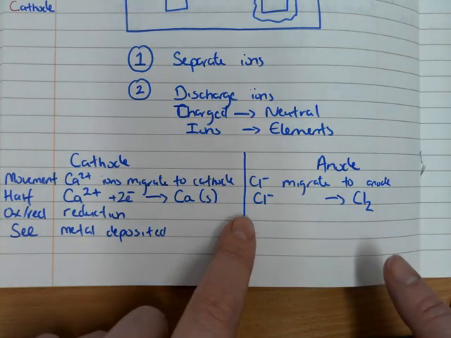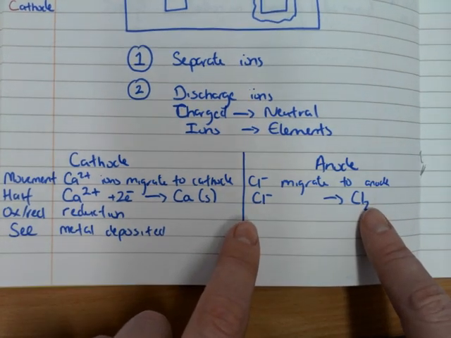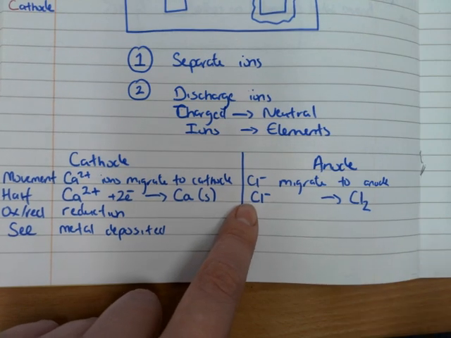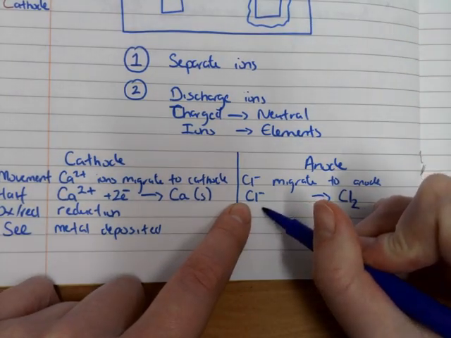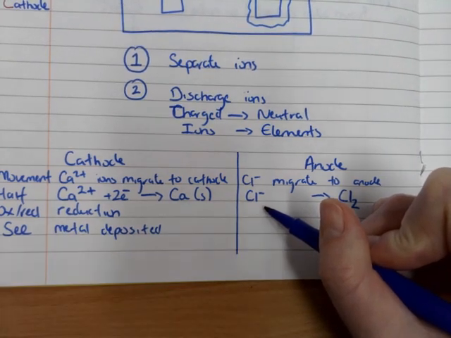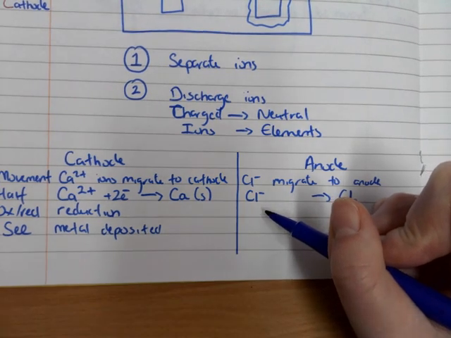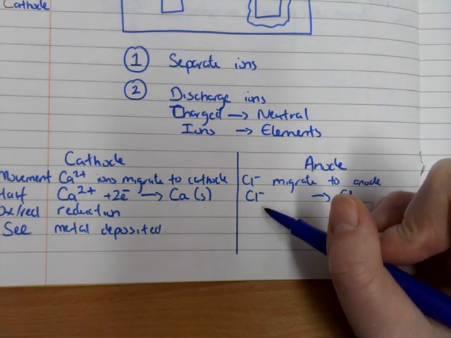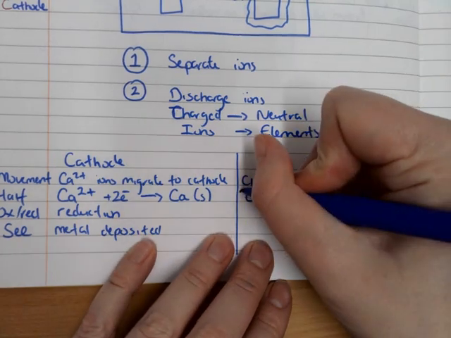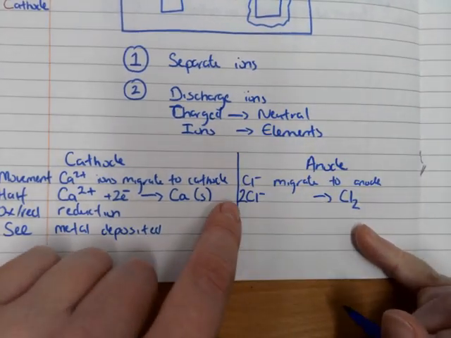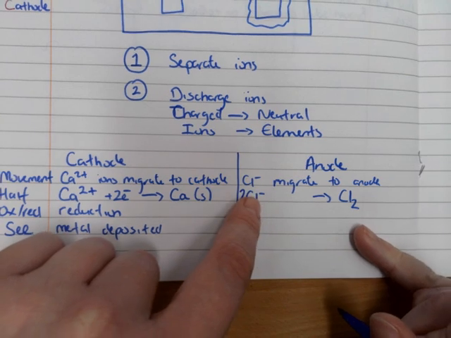Now, at the moment this isn't balanced. I've got 2 chlorines on the right, I need 2 chlorines on the left. I cannot use a little 2 here. That implies that the negative chloride ions are forming a bond with each other. They're not. They're negative. They repel each other. By putting the big 2 in front, it tells me I've got 2 separate chloride ions.